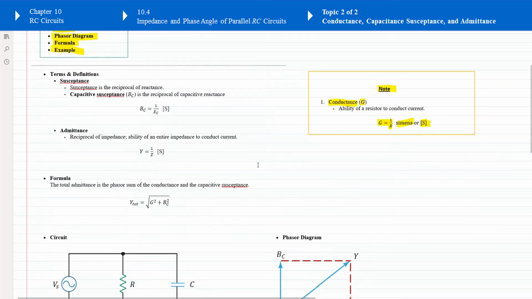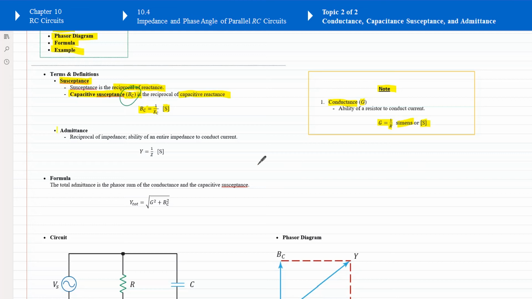Now let's look at the new terms. Susceptance. Susceptance is the reciprocal of reactance. So far we only learned capacitor. So the capacitive susceptance is the reciprocal of the capacitive reactance. The symbol we use to represent this is BC. And the BC, it is defined as 1 over XC, 1 over capacitive reactance. Same unit as conductance, because it is a type of conductance.